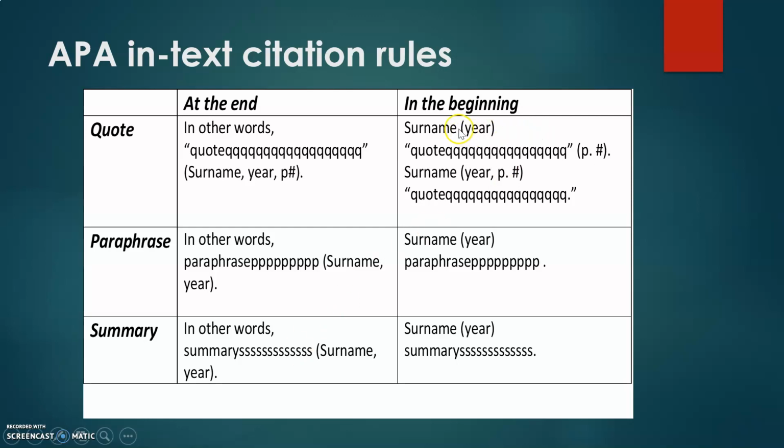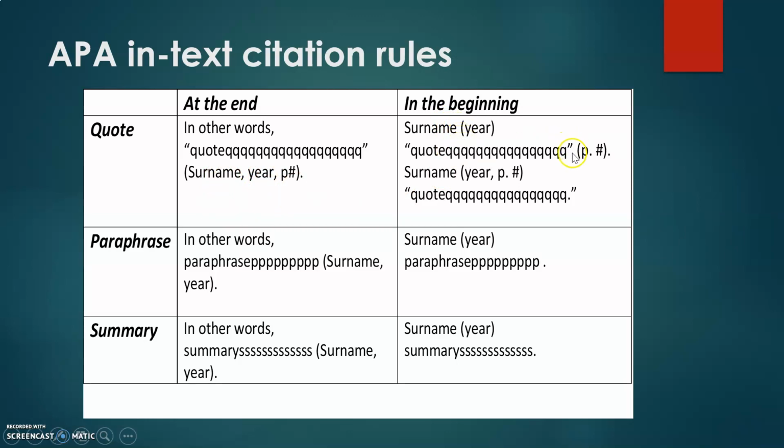It is also possible to give the source information at the beginning of your citation. You can start your sentence with the writer's surname, and again, you need to give the year next to it. The rule is very simple. It's an author date system. These two cannot be separated. The writer's surname and year always together, here and here, as you see.